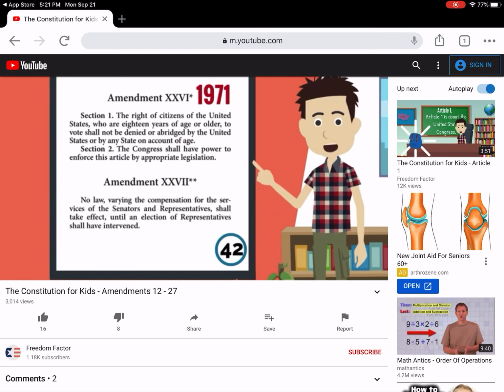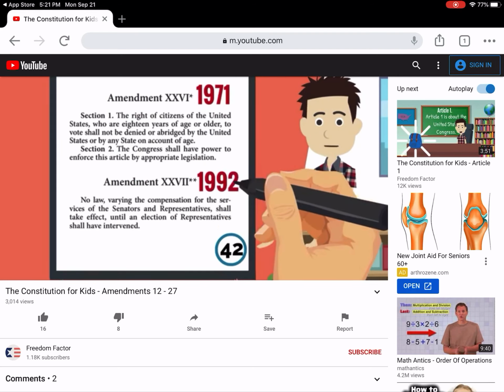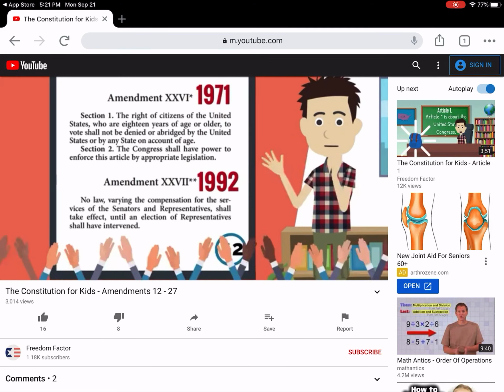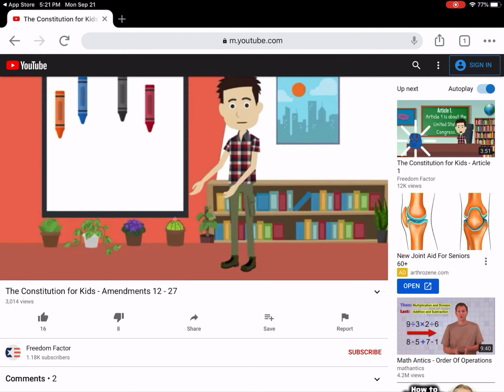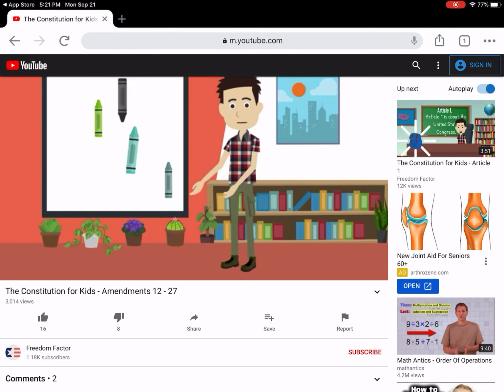And finally, do you see Amendment 27? Write 1992. Woo, that was awesome. Hard work, but it was worth it. But guess what? We got a little more work to do. We're going to color these amendments. So let's pick one color for all the amendments written in the 1900s. That'll make it easy. Now I'm going to pick turquoise.